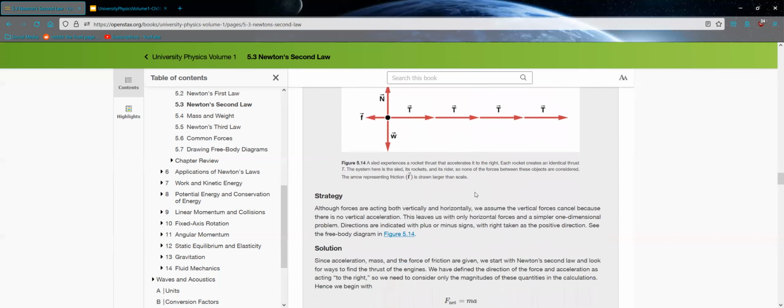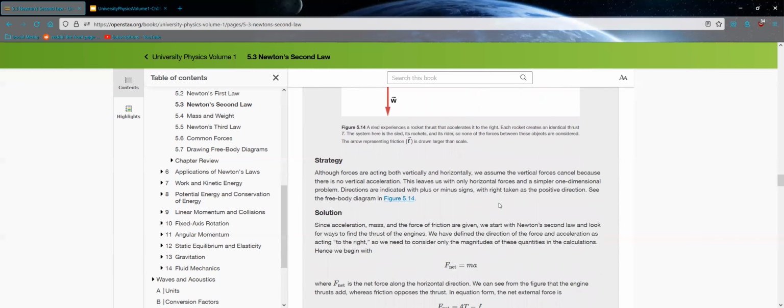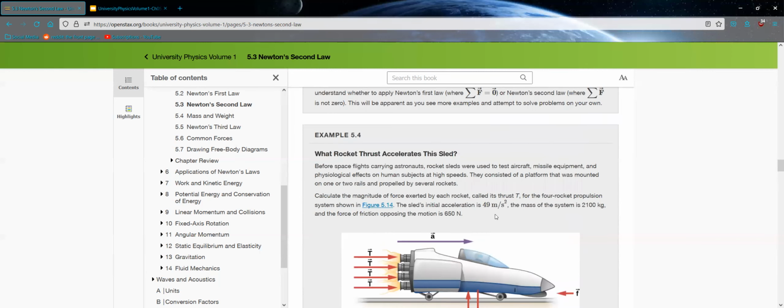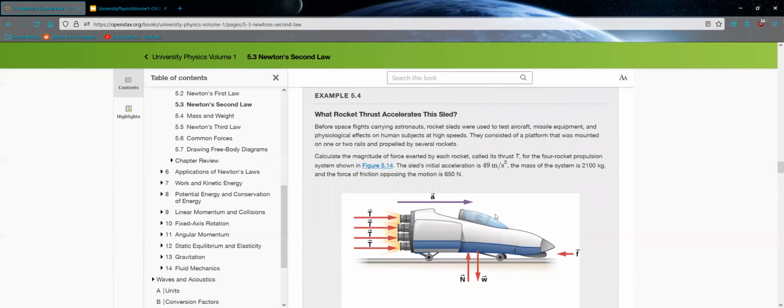Let's solve it. So we were given numbers, right? We were given an acceleration, a mass, and the force of friction opposing the motion. So what can I do with this information? Well, I know I'm given an acceleration and a mass, and I know there's a force pushing it to the right, but I don't know what that number is.